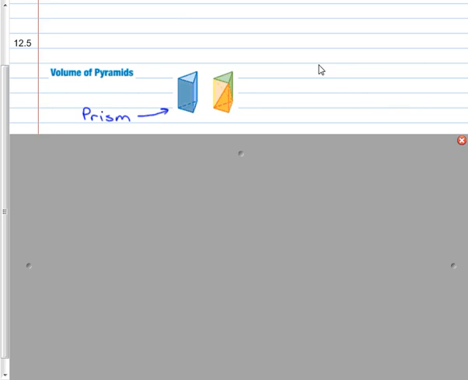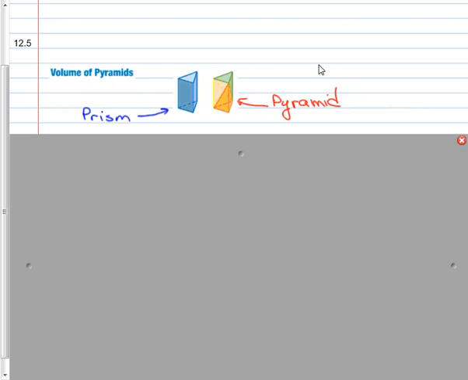Chapter 12, Section 5. Comparing volumes of prisms to volumes of pyramids over here. Look closely at the colors in that right diagram. They have taken a prism and divided it up into pyramids. There's an orange one, a yellow one, and a green one, and as a total they are exactly the same shape as this prism on the left.